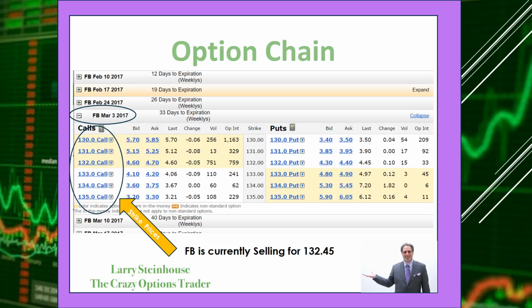And by the way, this is the strike price. So these strike prices, 130, 131, 132, 133, 134, 135 are strike prices that you can buy the stock for guaranteed. So if this stock goes to 150 and you have a strike price of 135, you did really well, especially if you paid $3.30 for it.